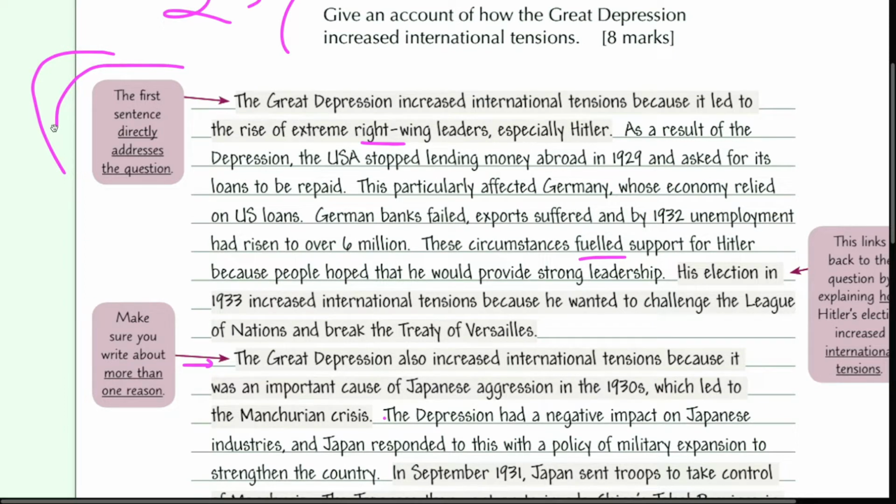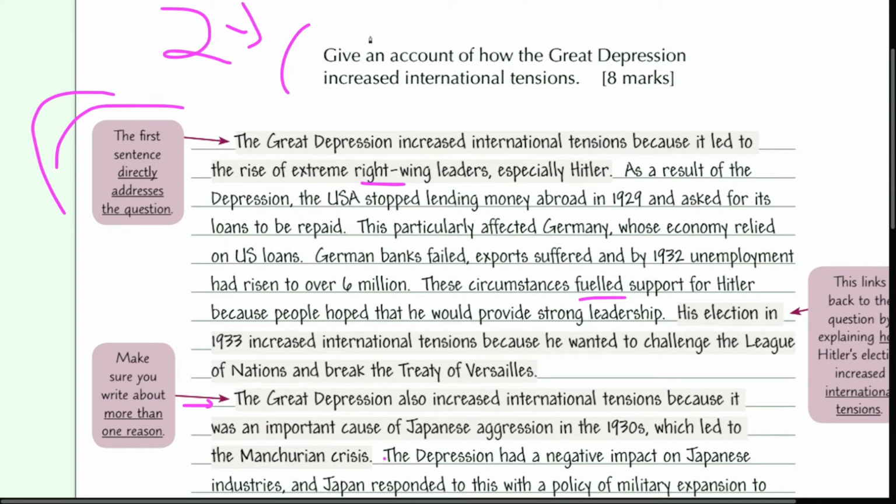So the first sentence directly addresses the question. So it means, a primeira sentença ali já endereça diretamente, assim, ela já vai direto ao ponto. The Great Depression increased international tensions because it led to the rise of extreme right-wing leaders, especially Hitler, ok? So você vê que ela já vai direto ao ponto aqui do give an account on how the Great Depression.